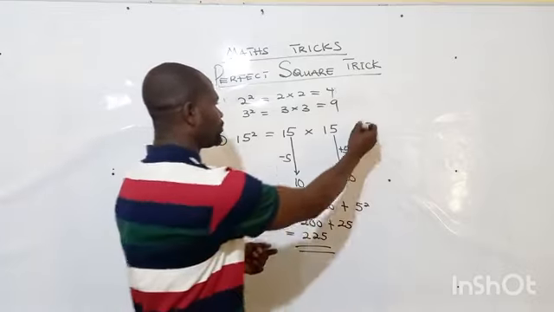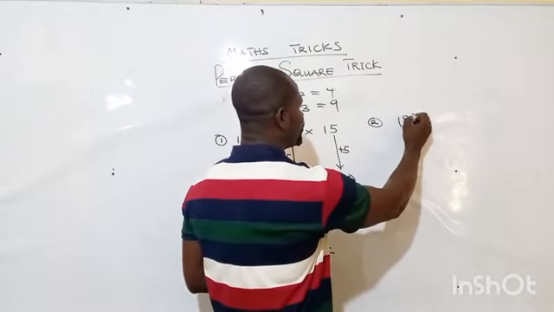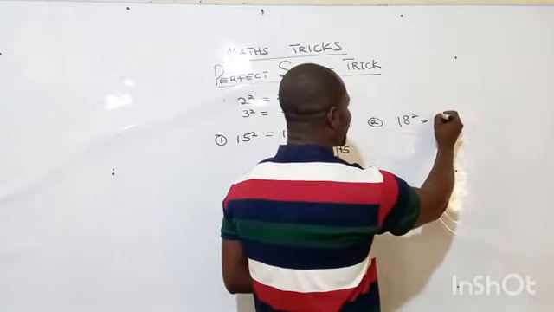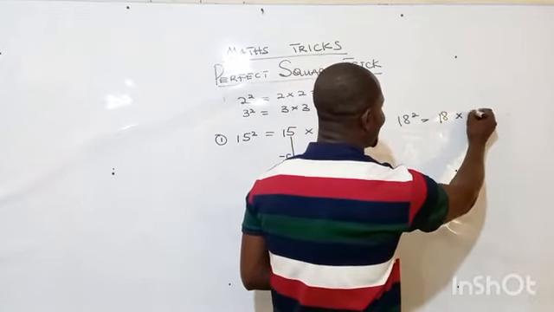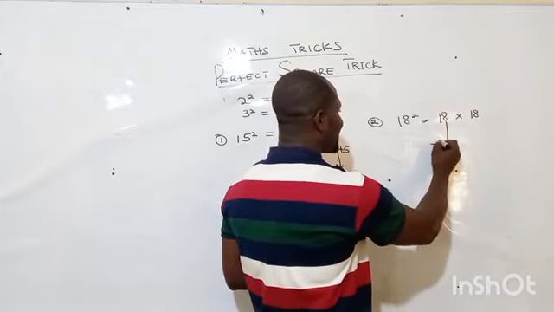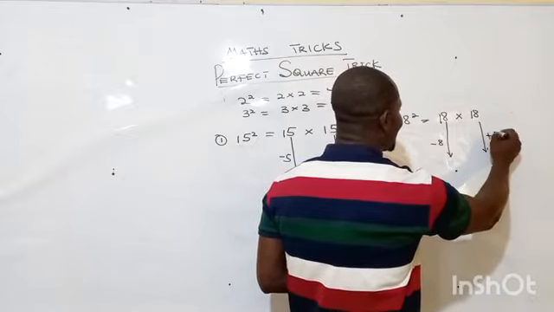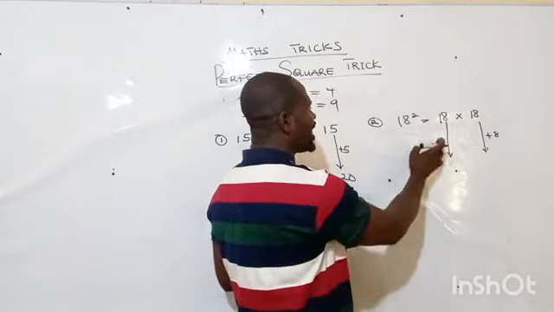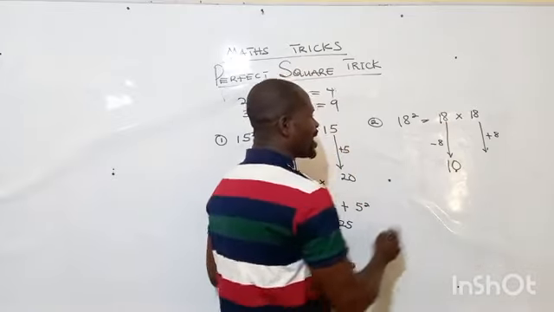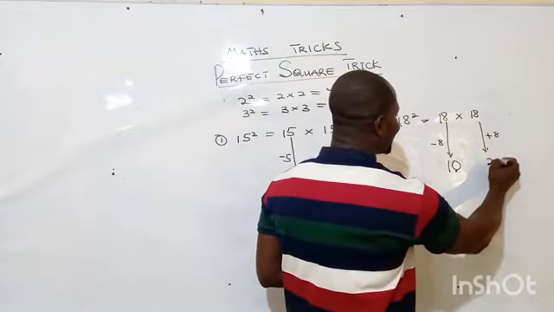Another example. When you have 18 squared, the 18 squared is the same as 18 times 18. So the first one, you subtract 8 from it, and then the second one, you add 8 to it. So when you subtract 8 from 18, you are going to get 10, and when you add 8 to 18, you are going to get 26.